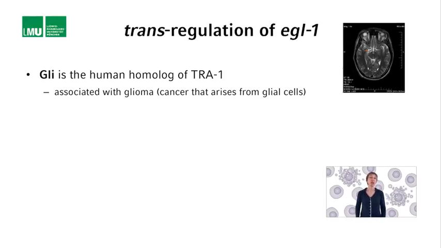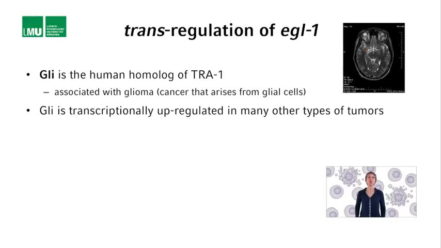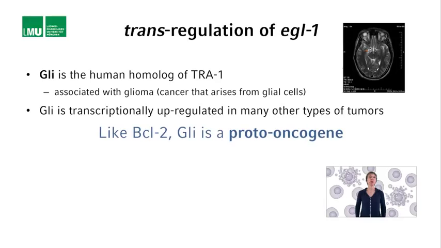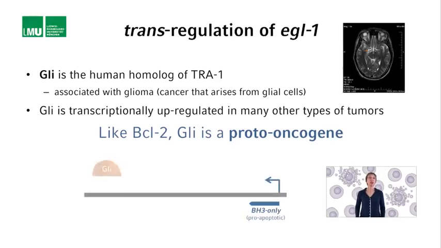Gliomas make up about 80% of all malignant brain tumors. Since its identification, GLI has also been found transcriptionally upregulated or overexpressed in many other types of tumors. Like BCL2, GLI is therefore a proto-oncogene. This is an important point. In analogy to C. elegans TRA1, the GLI transcription factor may normally block the transcription of a pro-apoptotic gene. For example, one of the mammalian BH3-only genes.